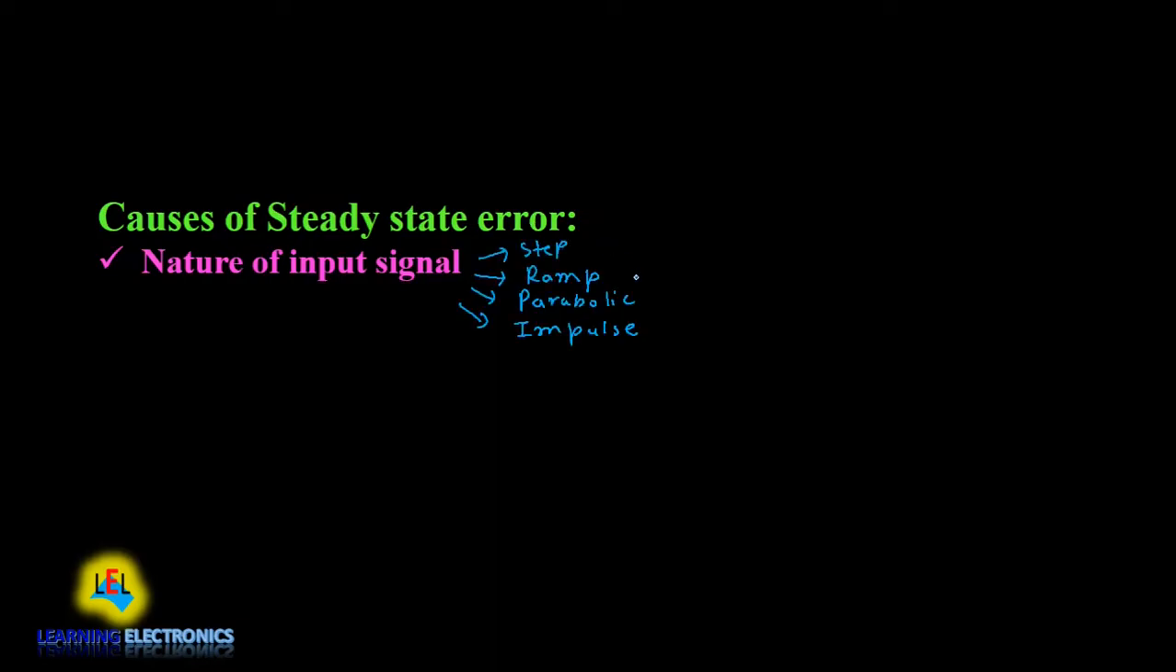Next one is causes of steady state error. First one is the nature of the input signal. I have already discussed the types of input signal in the previous classes: step, ramp, parabolic and impulse signals. Because of the nature of these input signals, steady state error is caused. Second one is the type of system: type 0, type 1, type 2, type 3, etc. Because of the type of system also, steady state error is caused.